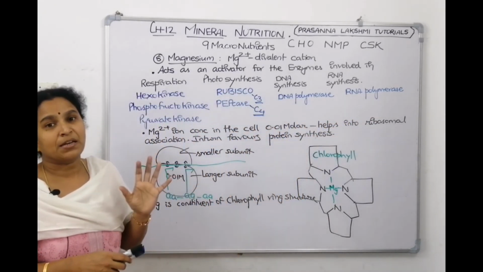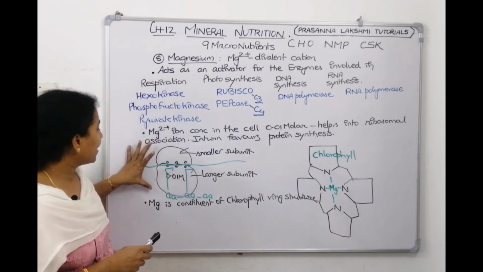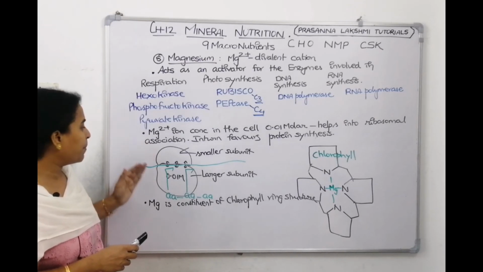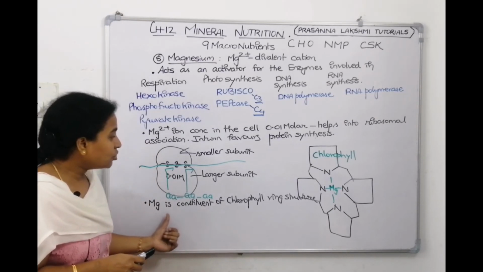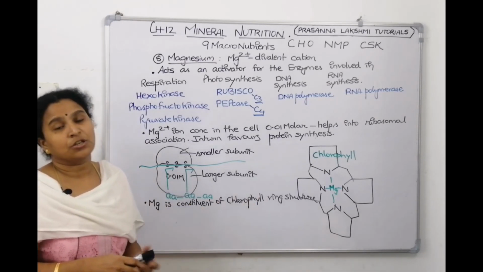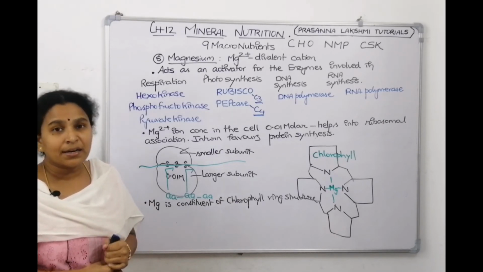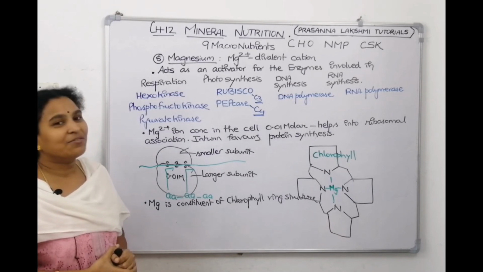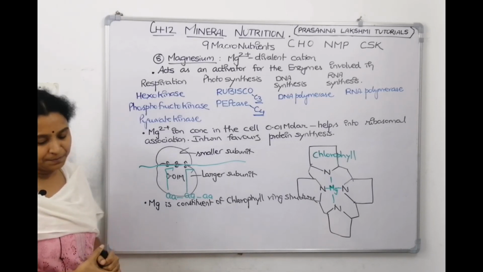Next function of magnesium is that it helps in ribosomal association, in turn helps in protein synthesis. This is the picture. Third function, magnesium is a constituent of chlorophyll structure. It makes chlorophyll, in turn helps photosynthesis. Take a screenshot. We'll continue with the last element, sulfur.